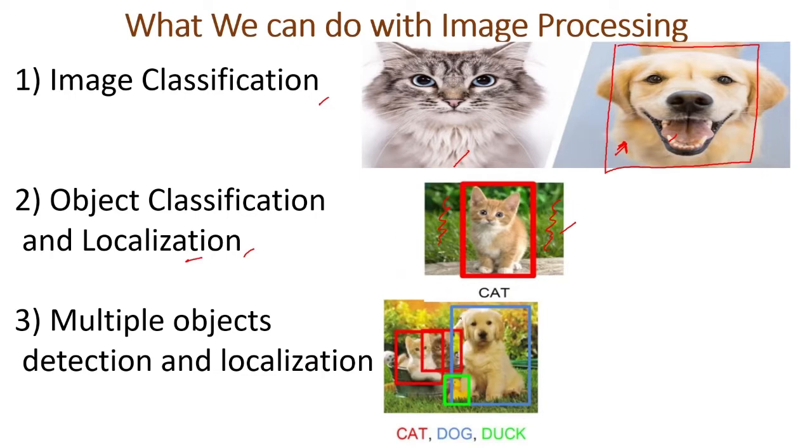So if you will see here, we have dog, cat, and duck. So it has localized that frame. Here we have dog, here we have cat, here we have another cat, and here we have duck. So it has been classified and localized, and we have multiple objects. These are the three important things that we can do with image processing.